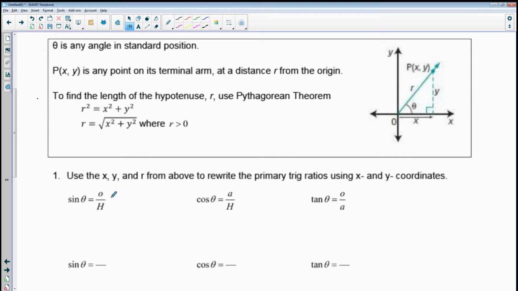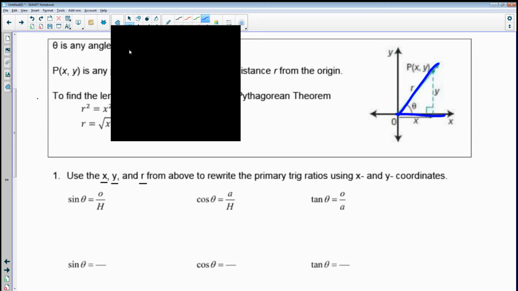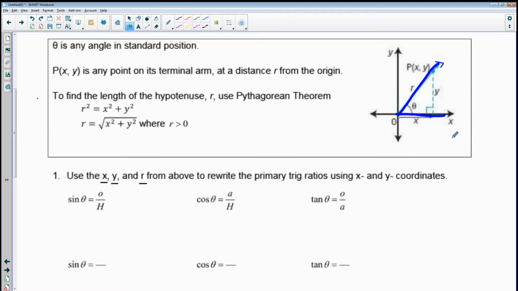So how do we translate this into the Cartesian system? The letters we will use are the x-coordinate, the y-coordinate, and something called r. R stands for radius, actually. So consider this angle here, which is in standard position. I'm going to highlight it in blue so it stands out a little bit. We don't know the value of the angle yet.